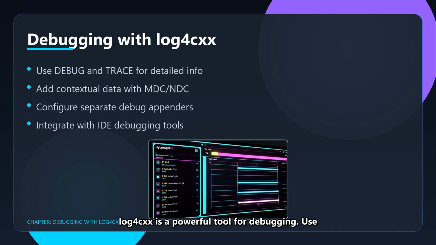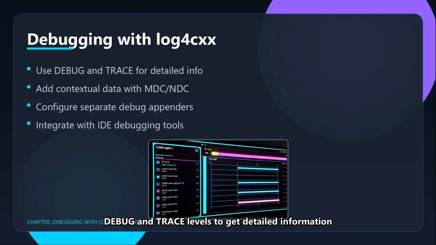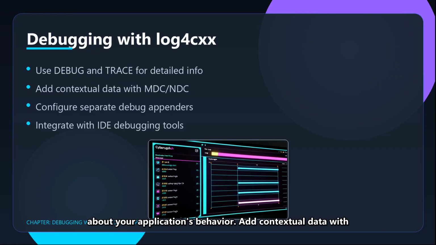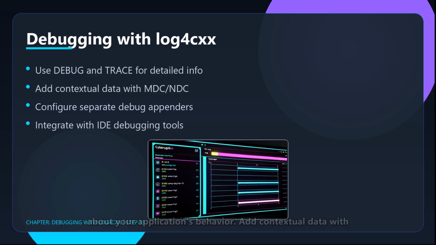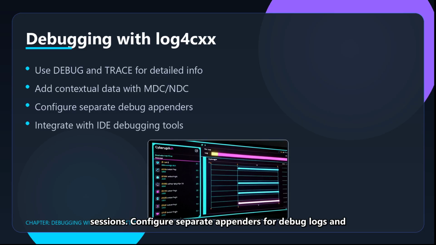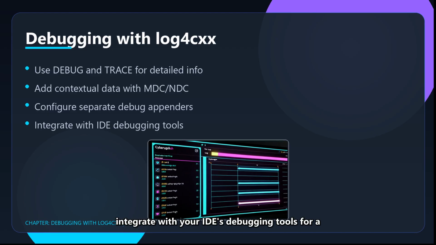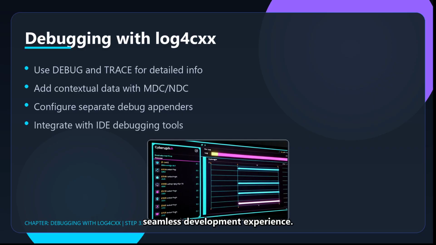Log4cxx is a powerful tool for debugging. Use debug and trace levels to get detailed information about your application's behavior. Add contextual data with MDC and NDC to track specific requests or sessions. Configure separate appenders for debug logs and integrate with your IDE's debugging tools for a seamless development experience.